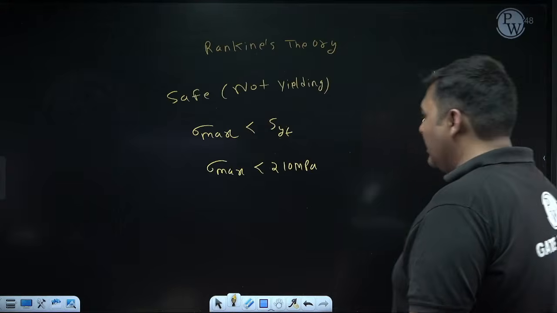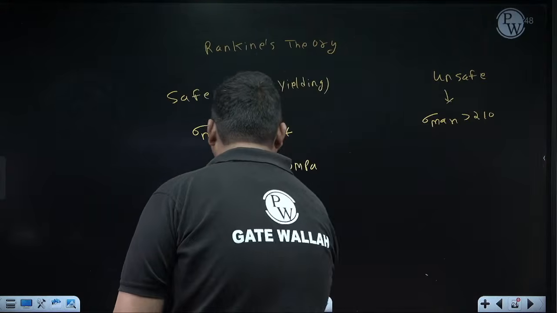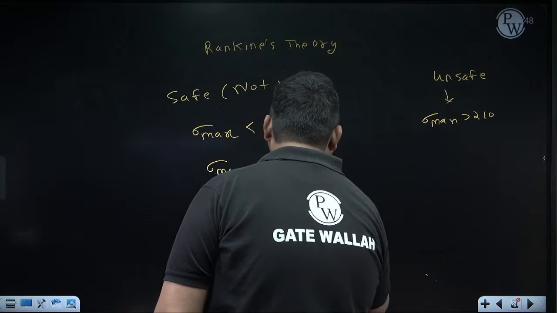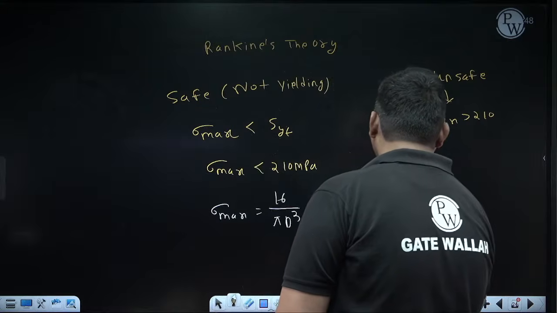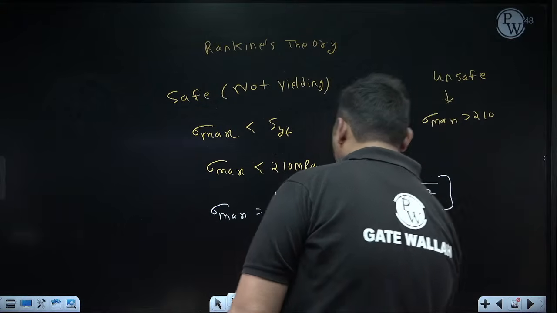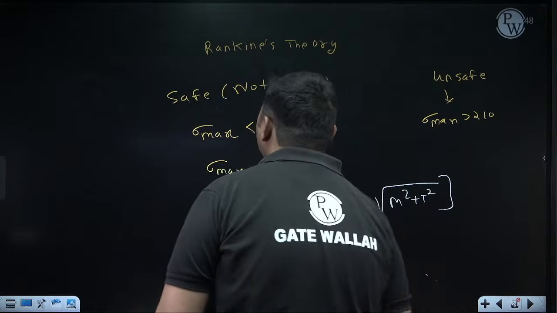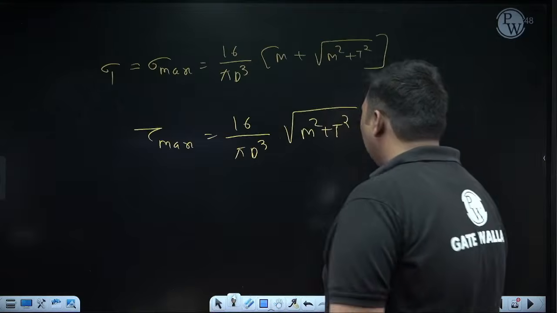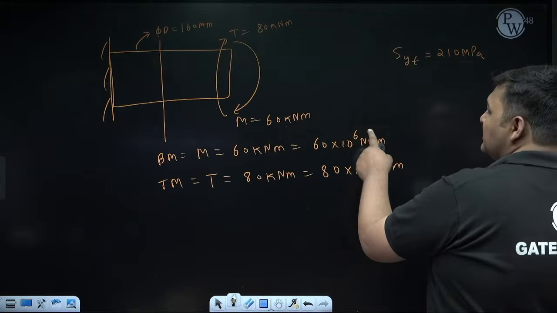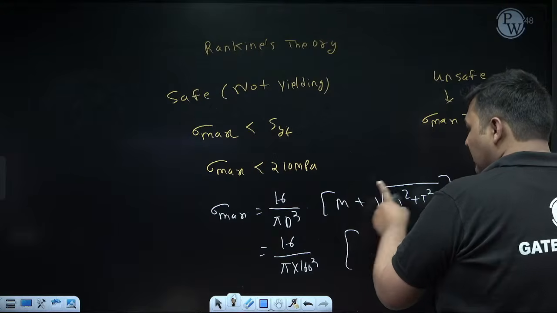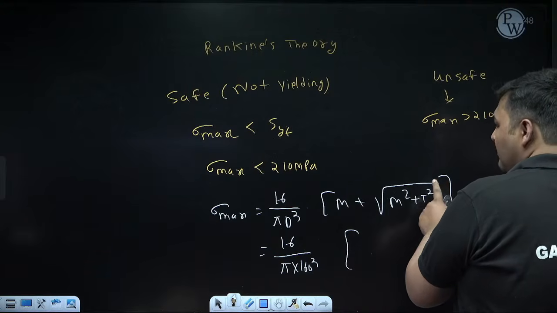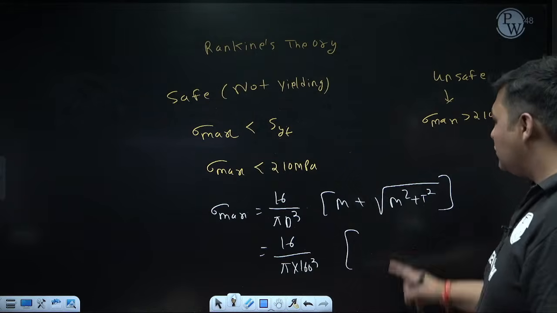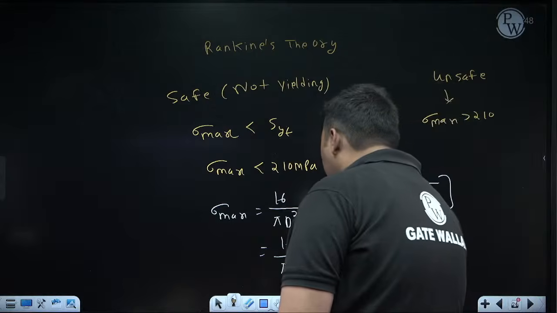Here I want sigma max. So sigma max is 16 upon pi d cube times M plus root over M square plus T square. The diameter is 160, so 160 cube in the bracket. Now when we put M and T, the 10 to the power 6 part is common. In the square terms, 10 to the 6 square comes outside the root as 10 to the power 6 again. So from the entire equation, I can take 10 to the power 6 outside.